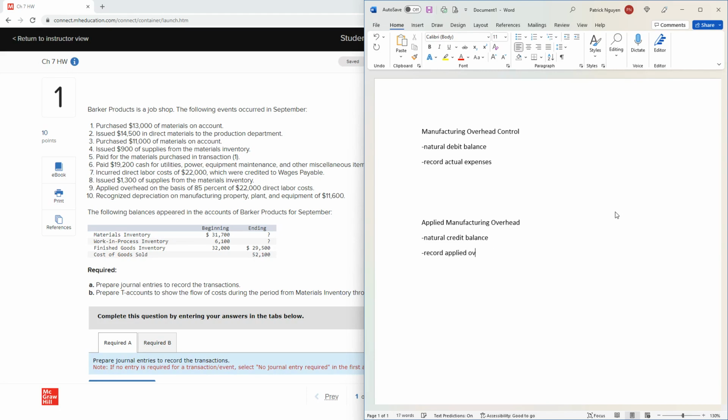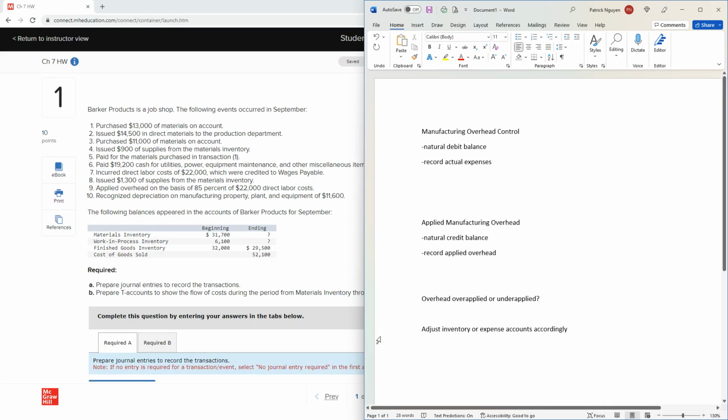And at the end of the period, you're going to have to reconcile these 2 accounts. In an ideal world, both of these accounts would equal, but in reality, they're probably not going to equal. So you have to figure out whether overhead was over-applied or under-applied. Then you have to adjust your inventory or expense accounts accordingly. And so we'll see how this applies when we create our journal entries.